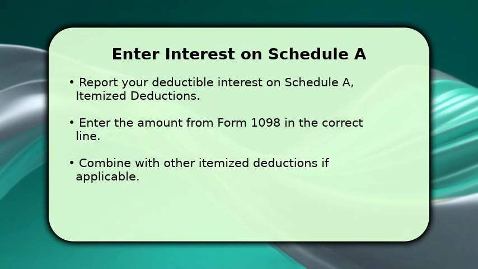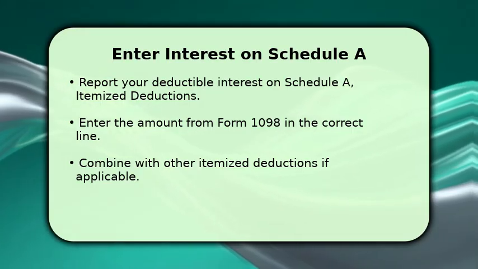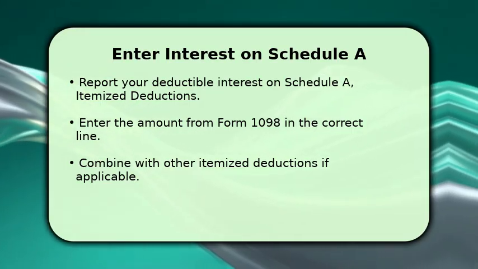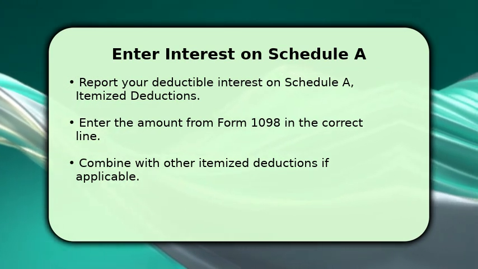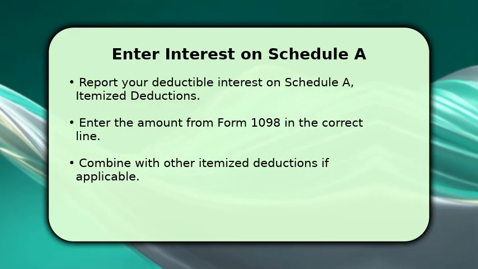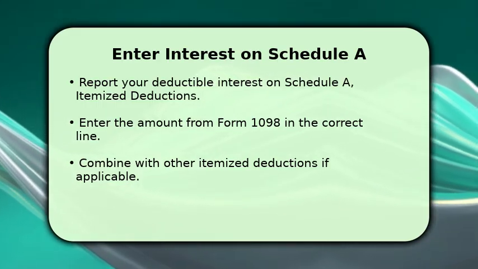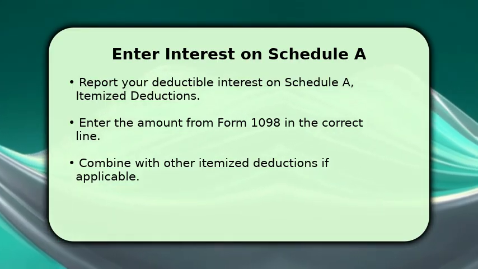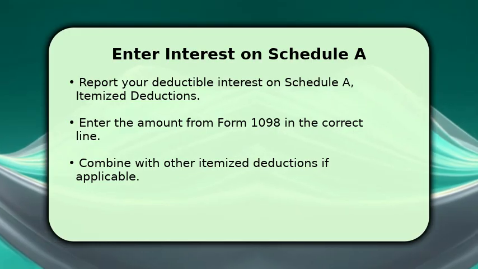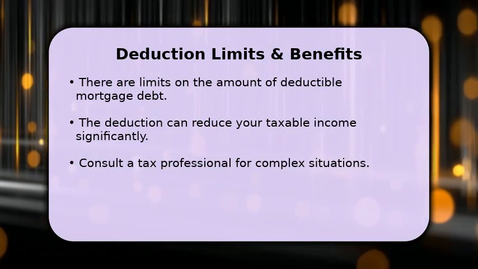Now, let's move to completing your tax form. You'll report your deductible home loan interest on Schedule A, Itemized Deductions. Locate the line specifically for home mortgage interest. Take the amount from box 1 of your Form 1098 and enter it there. If you have other itemized deductions, such as state and local taxes or charitable contributions, you'll add them all up on Schedule A.